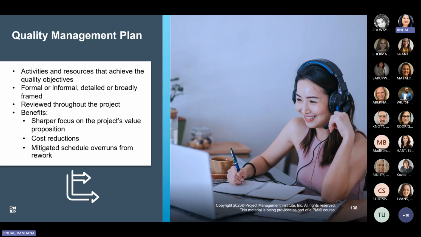So let's say you are managing a project to build a new software application. And the quality objective might include zero critical bugs at launch. It should have a user-friendly interface, and the response time should be under 2 seconds, maybe, or 2 minutes, anything.